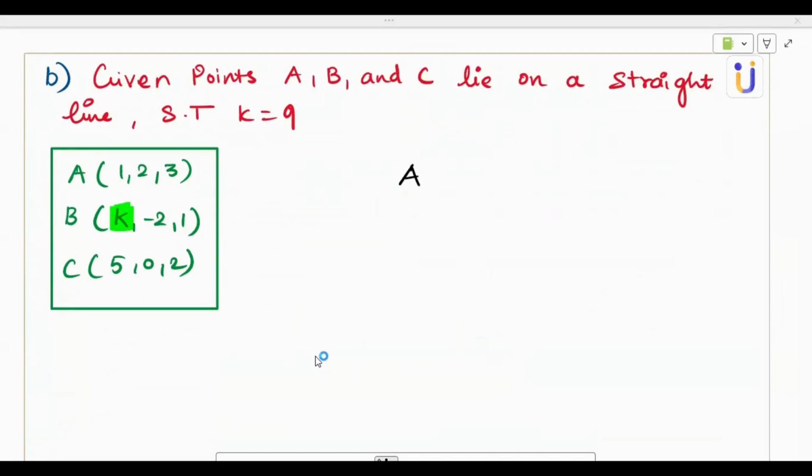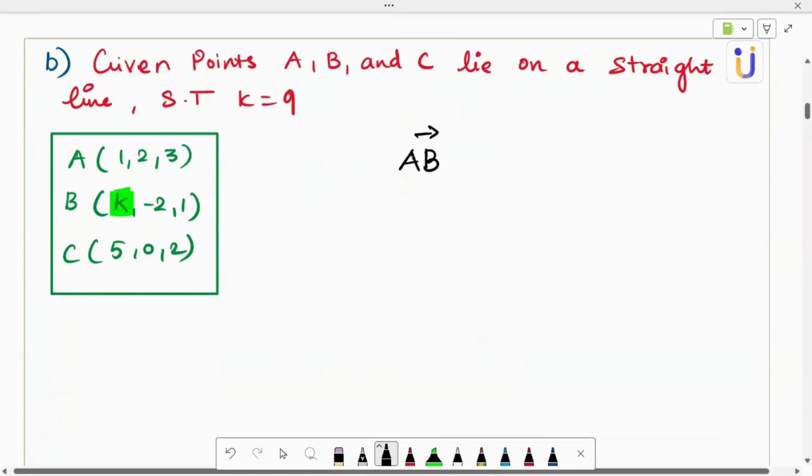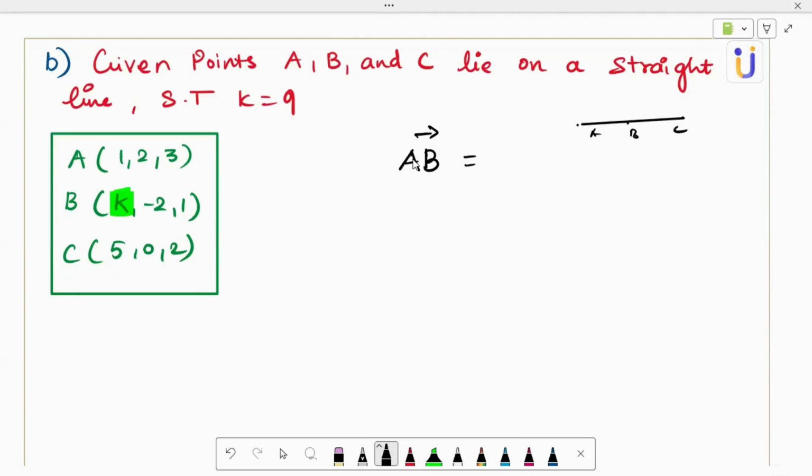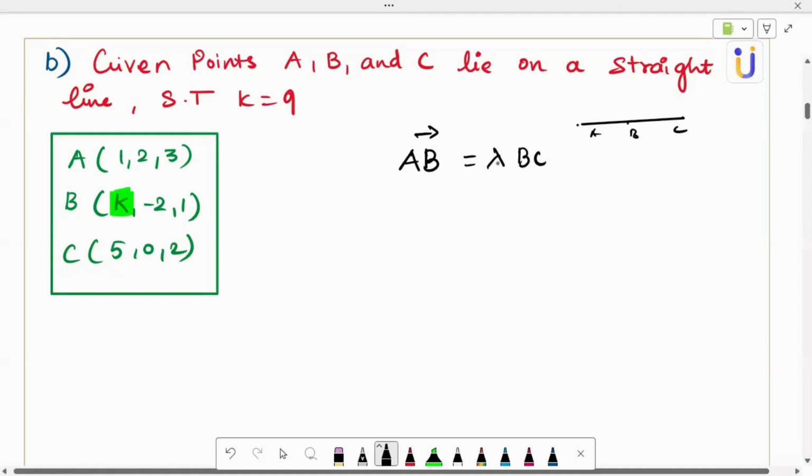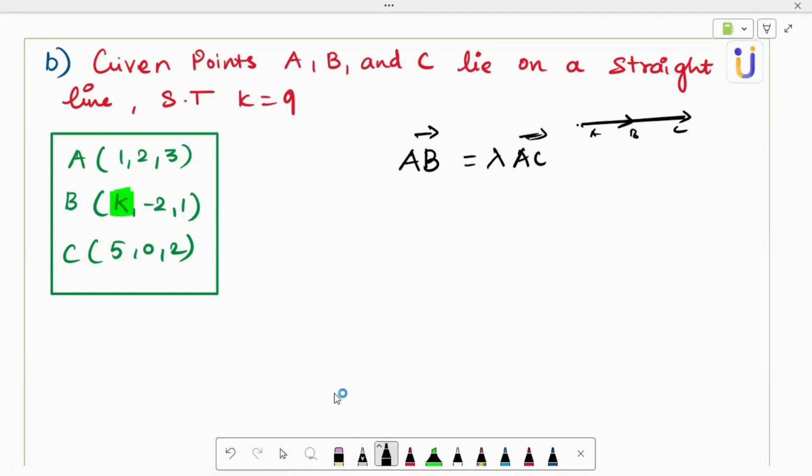AB is equal to, it's nothing but collinearity. AB vector is equal to lambda times BC vector. Wait a moment, AC vector, not BC. Right? So AB vector or AC vector should be a scalar multiple of the other. And then it is a straight line. If not, it is not a straight line.